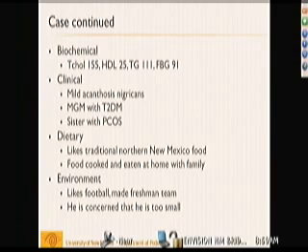And looking at his dietary patterns, he likes traditional northern New Mexico food. However, his food is cooked and eaten at home with his family and he takes his lunch to school, his leftovers from dinner. In terms of environment, he likes football and he made the freshman team. He's concerned that he's too small. And this has some relationship to his experience on the football team. So any questions about what we've got here in terms of our biochemical, clinical, dietary, and environmental parameters here? What do the labs say to you all?